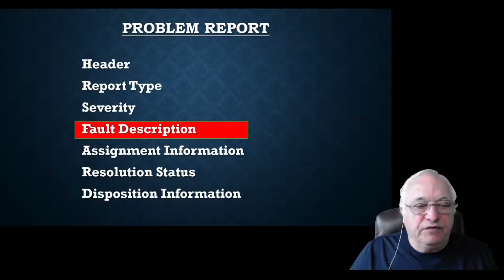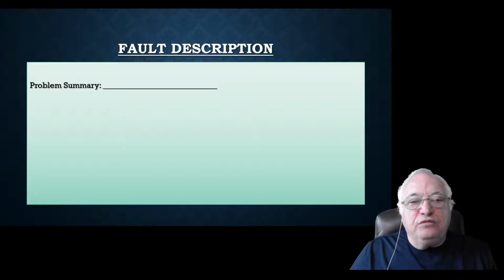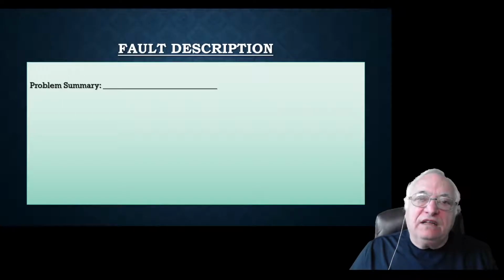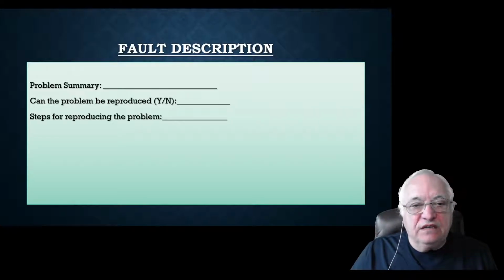Next, fault description. So basically, you're going to put in a problem summary. The left light does not work as expected. Then, can the problem be reproduced? You can say yes. Then you would put in the steps to reproduce it. You push this button, then you type this input, and this is the outcome.